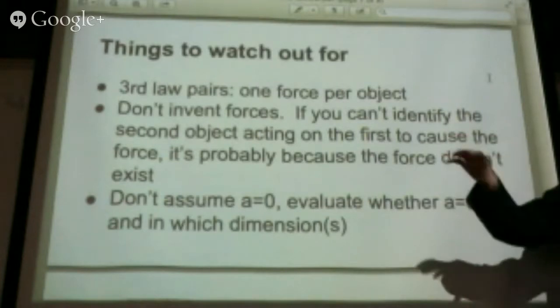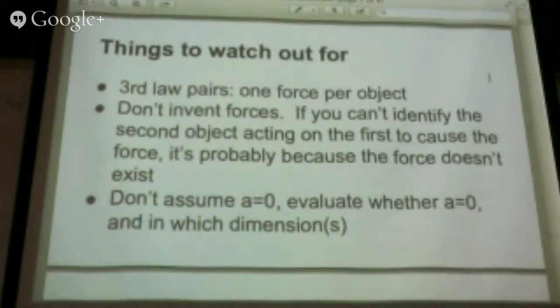If I give an object a push and then just take my hands off and let it go, it keeps moving that way, even though there's no force in that direction on it. So a good rule of thumb here is if you can't name that force, or even more specifically, if you can't name the object that it's interacting with to cause that force, it probably doesn't exist. You're probably making something up there. If you add a force to these problems that isn't really there, you've just created an impossible problem to solve. So this is a big deal for sure.